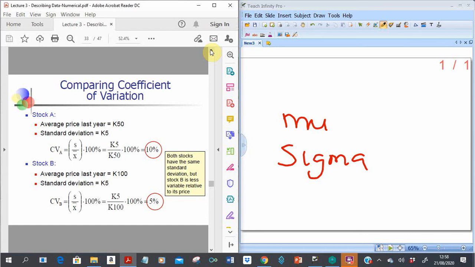Okay. All right, so we end here with ungrouped data. The next time we meet, we're going to do the measures of central tendency, location, and dispersion for grouped data.